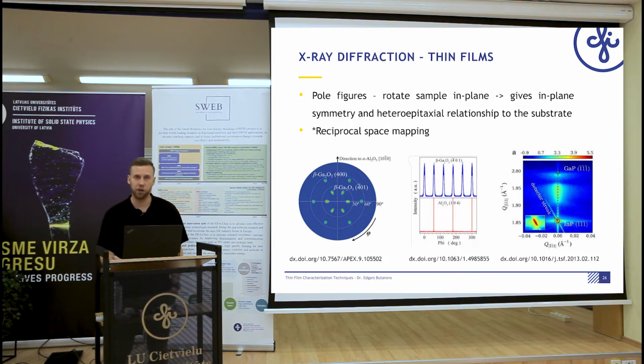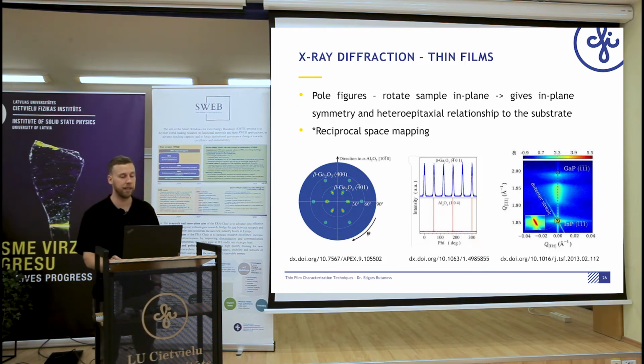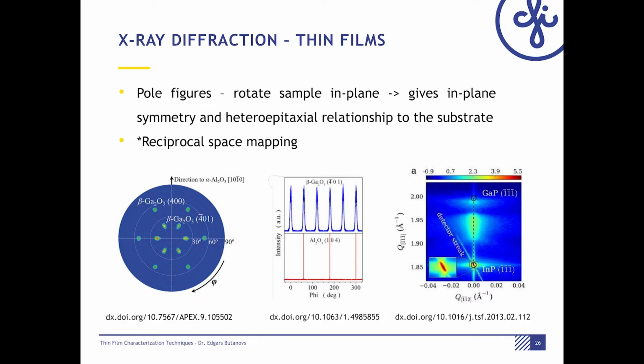Lastly, you can also rotate your sample in plane, and this will give you in-plane symmetry, which you can use to obtain heteroepitaxial relationship to the substrate. As well as, in a more advanced case, you can do reciprocal space mapping to give you very detailed information about the strain in your multi-layer thin films, or epitaxial thin films.